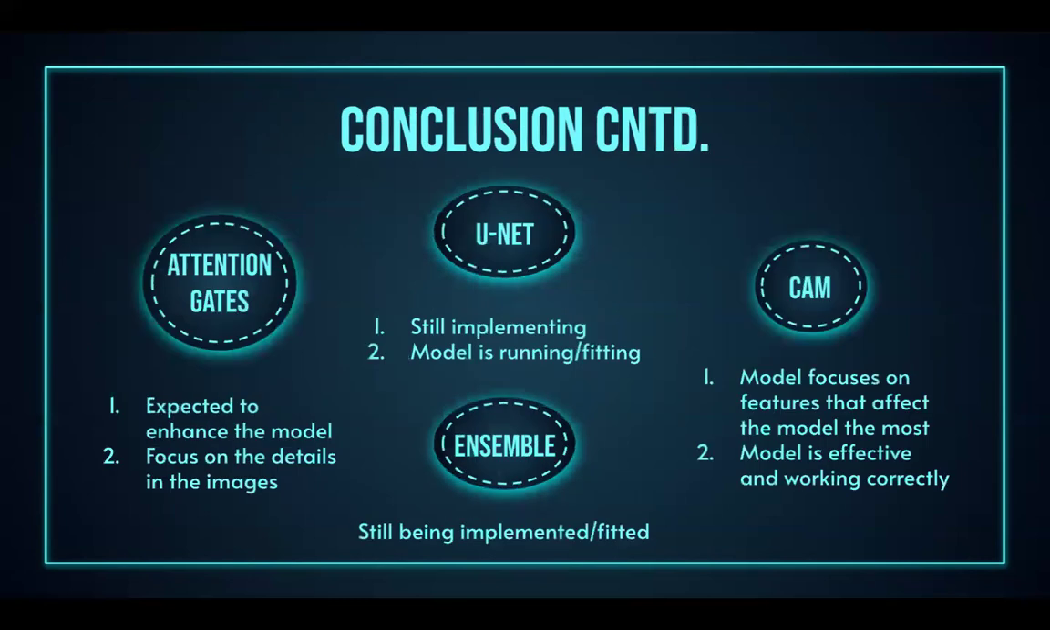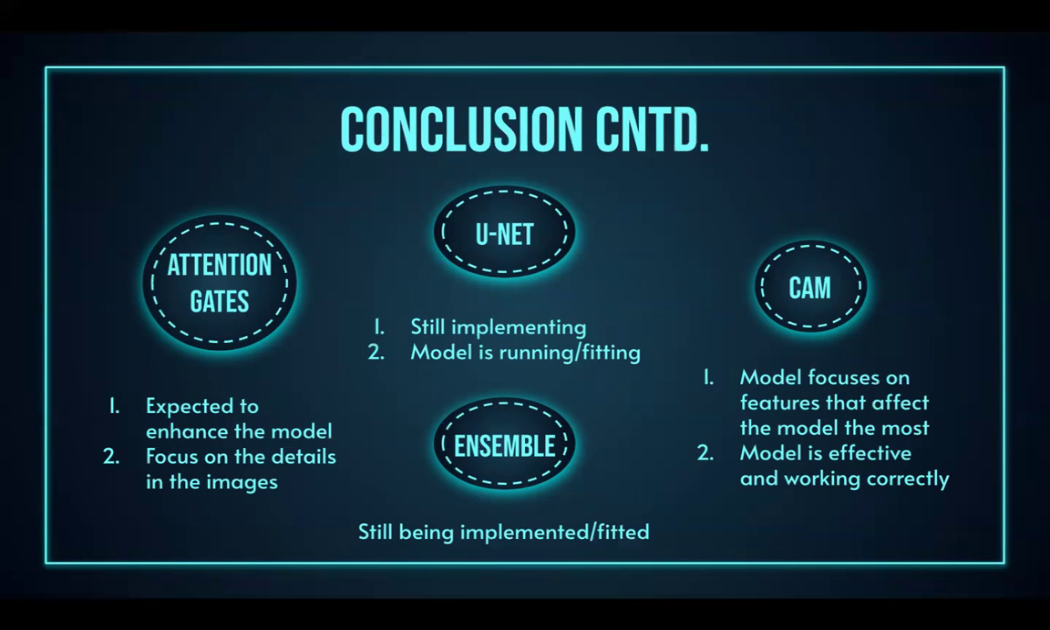And we are currently working on the UNet, as well as attention gates on the two-path CNN, which is expected to enhance the model. And then we expect to have an ensemble of both the attention gates two-path model and the UNet, and this will reach a better accuracy, hopefully.